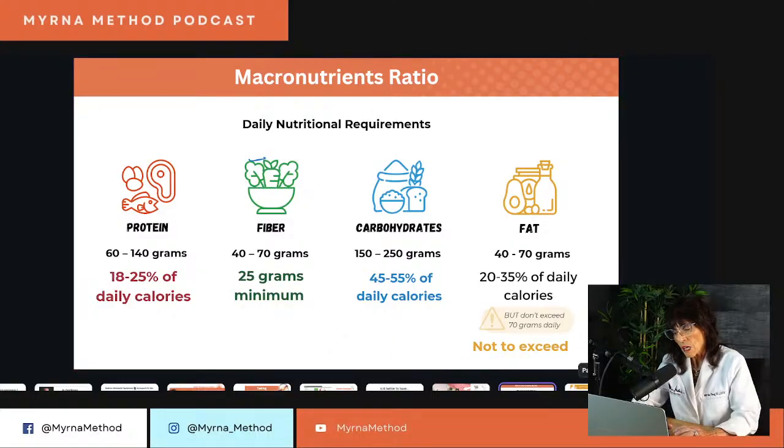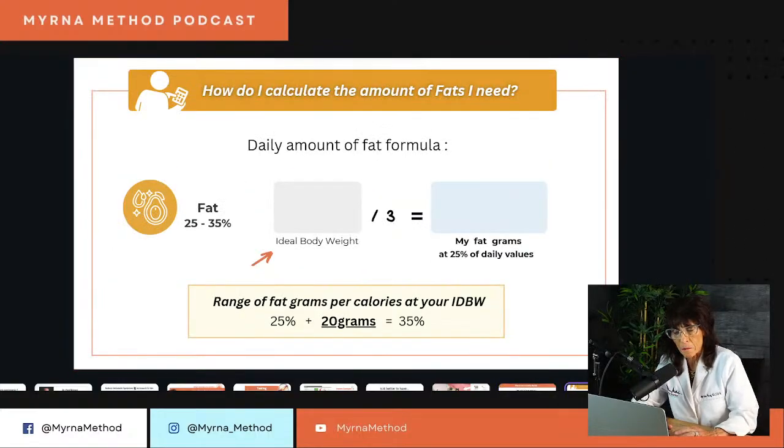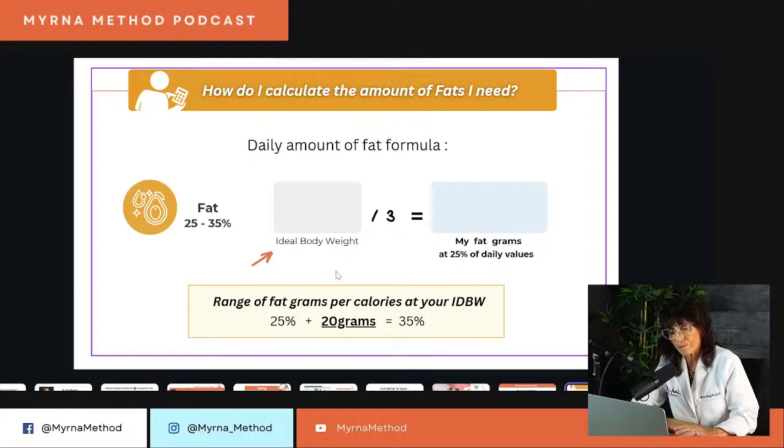It's not sustainable. So let's just talk about fats. How much do you need? You take your ideal body weight and you divide it by 3. Not your current body weight, because I don't care what you weigh now, because you may be 60 pounds overweight, and that's certainly not ideal. So, macronutrients are based on ideally what you should be, not what you are now.